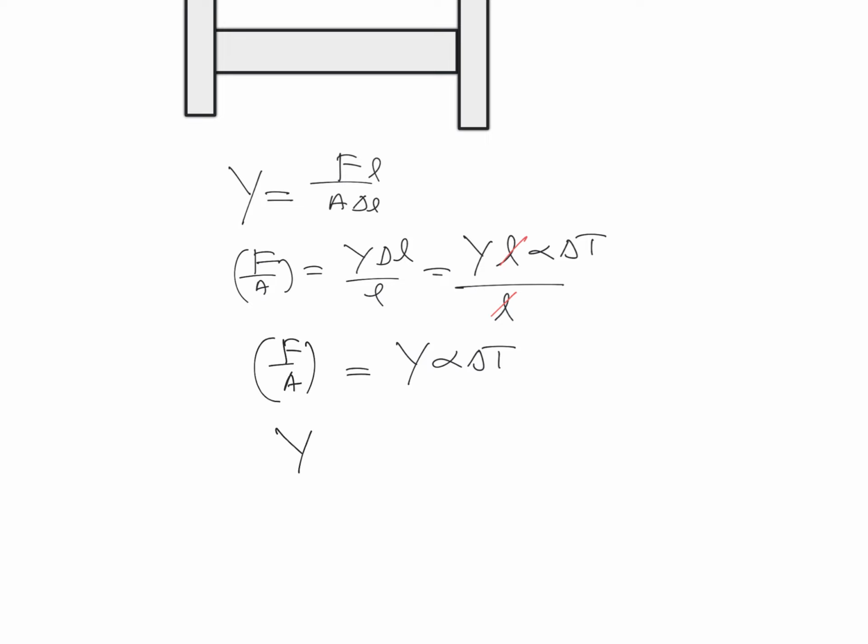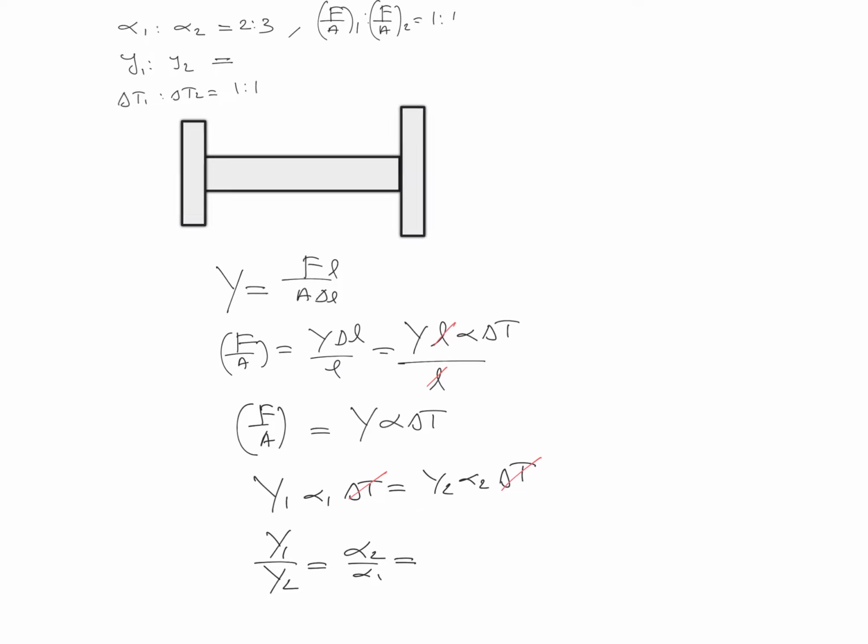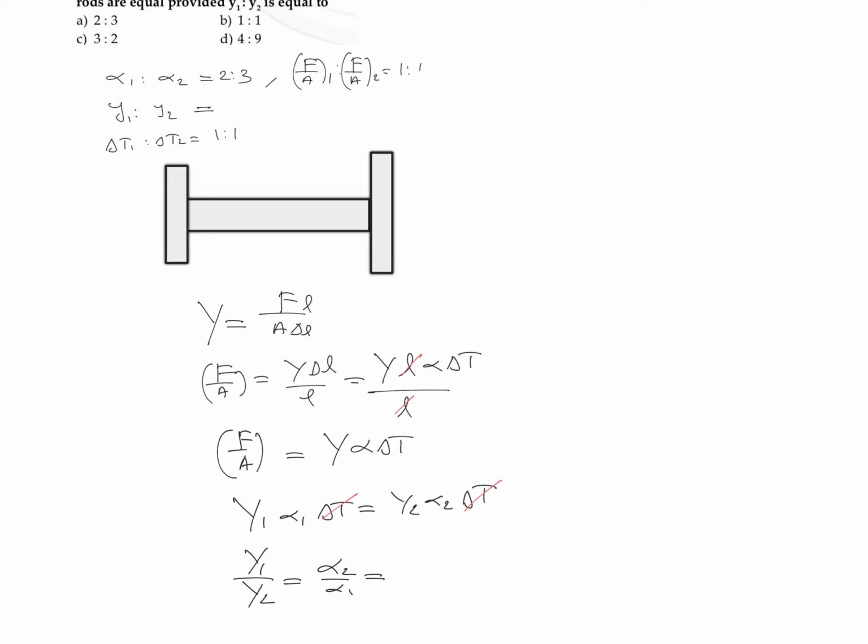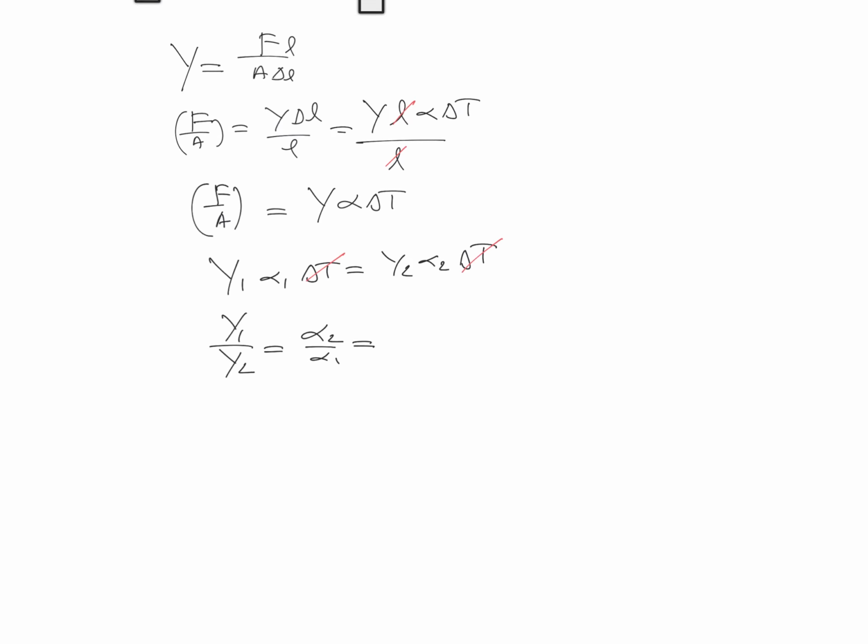So we can say that Y1 alpha 1 into delta T is equal to Y2 alpha 2 into delta T, and the same delta T, so we can cancel these two. We can write the value we have to find, Y1 by Y2, as alpha 2 divided by alpha 1, and the value of alpha 1 is to alpha 2 is 2 by 3, so we can write this as 3 divided by 2, or they are in the ratio 3:2.